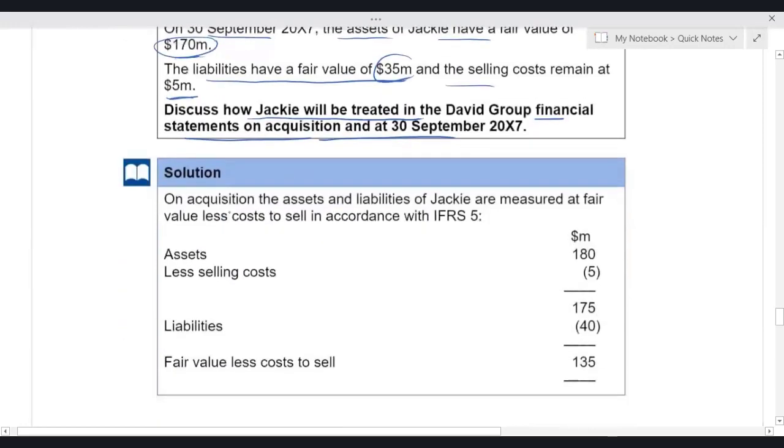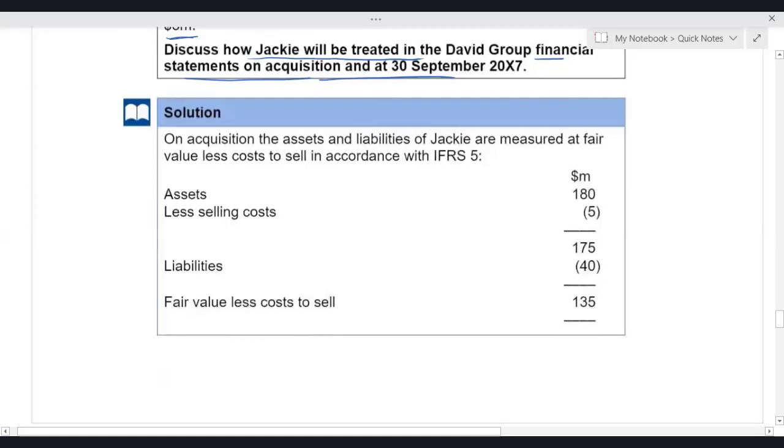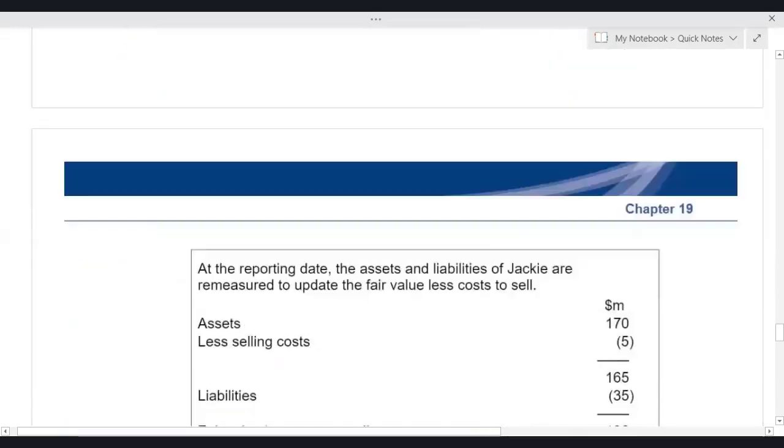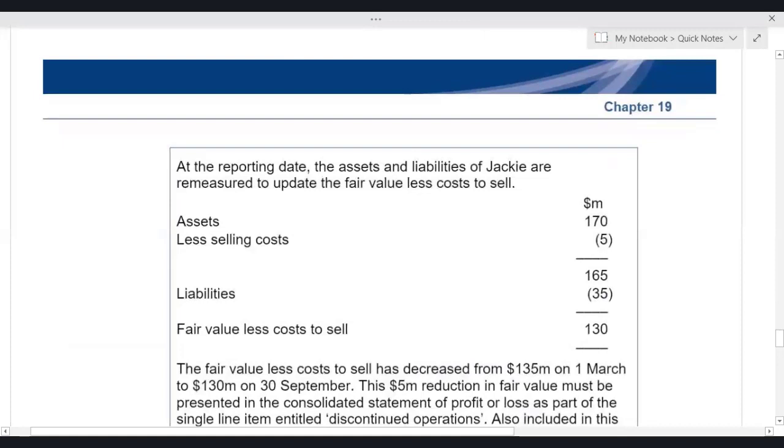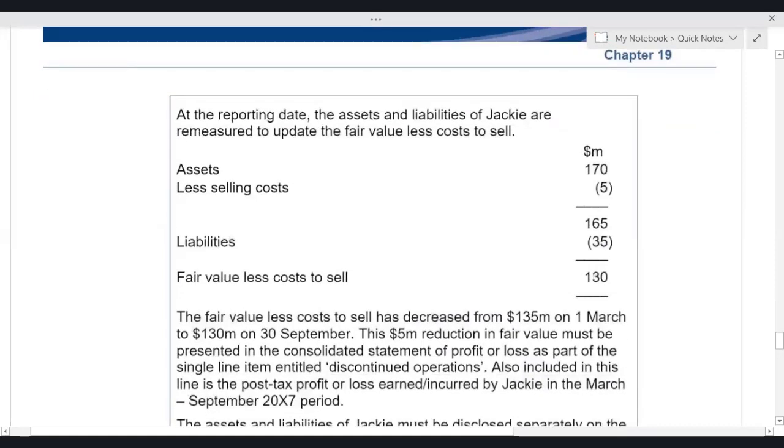It means, look at this. On acquisition, the assets and liabilities of Jackie are measured at fair value minus cost to sell. At acquisition, we have fair value of assets 180 less cost to sell 5. I've deducted liabilities as well. So fair value minus cost to sell is 135. This is at acquisition.